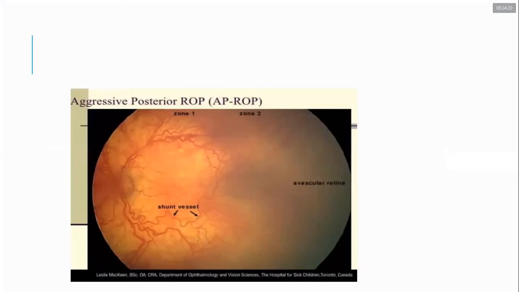This slide is not required for you. So the aggressive posterior ROP, which was added in 2005 to the classification, where you can see the vessel patterns with more tortuosity with shunt vessels seen over here.